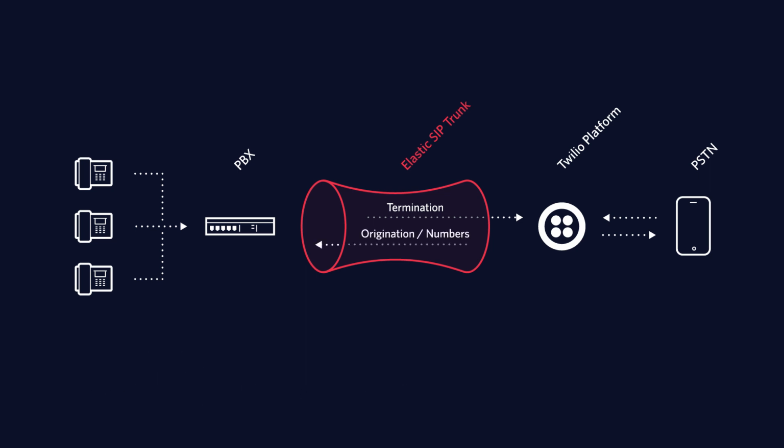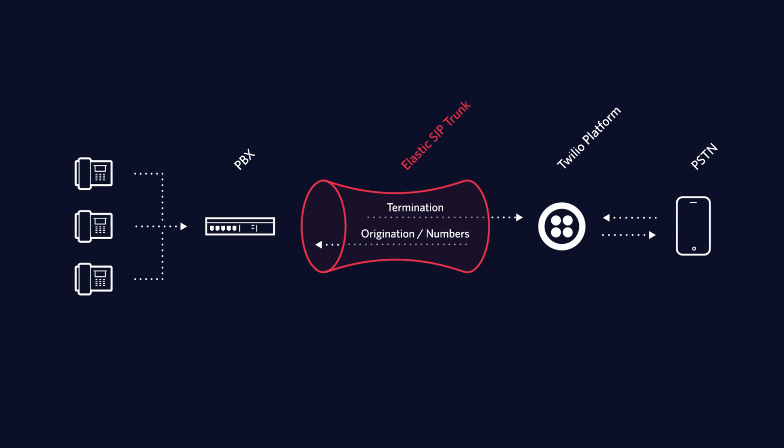A Twilio trunk has two directions, trunking termination and trunking origination. Trunking termination is the ability to call from your PBX out to the PSTN through your Twilio trunk. And trunking origination is the ability to receive a call from the PSTN to a Twilio number and have that call delivered to your PBX.